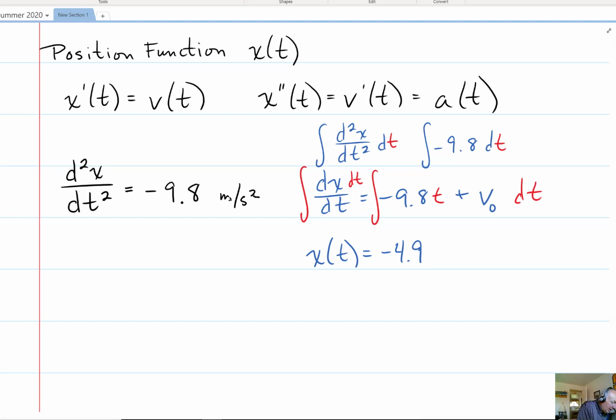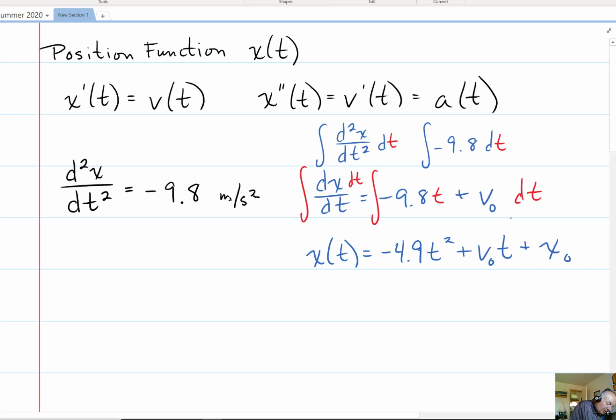Our variables are with respect to t. Should have known that because look, right here, we've got t on the bottom, so we integrate with respect to t. So let's continue here. So we are integrating negative 9.8 t plus v sub 0 dt, and that's going to give us negative 4.9 t squared plus v sub 0 t plus another constant we're going to call x sub 0. And so what you get here is the position function.